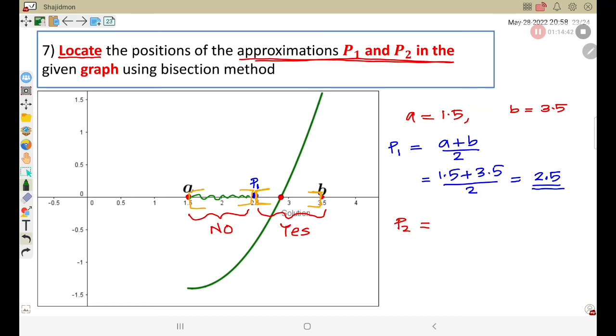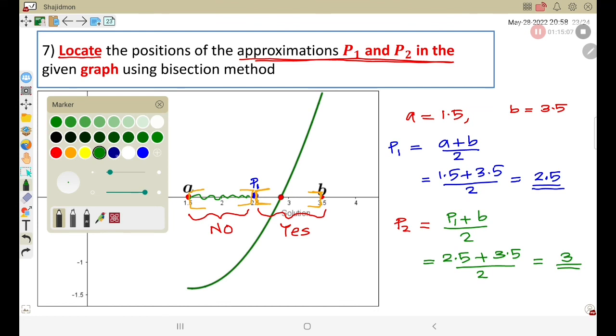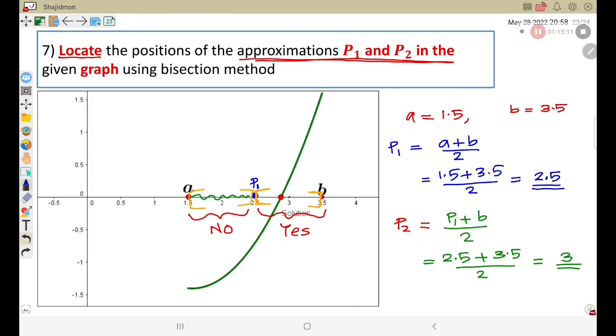So for P2, what will we do? P1 plus B divided by 2. Okay, P1 number and B number. So what is the P1 number? 2.5 plus B number 3.5, divided by 2. So how much are you getting? P2 is 3. So now I am locating that position. Okay, the position of P2 number 3. 3 means here. See, this is P2.